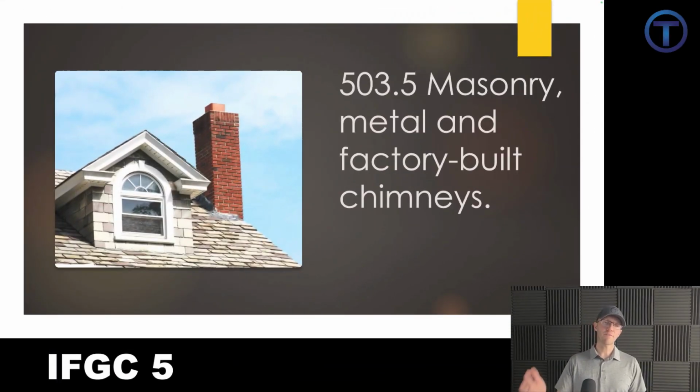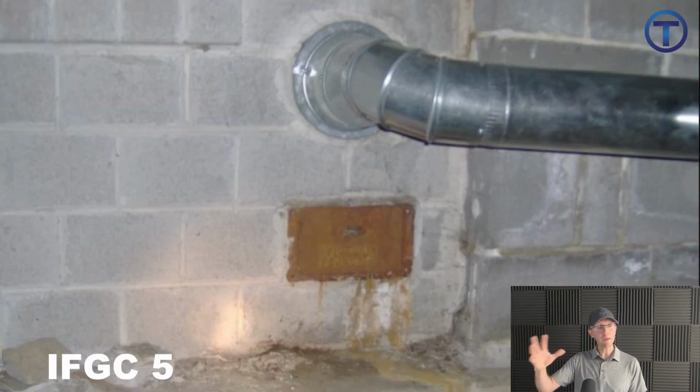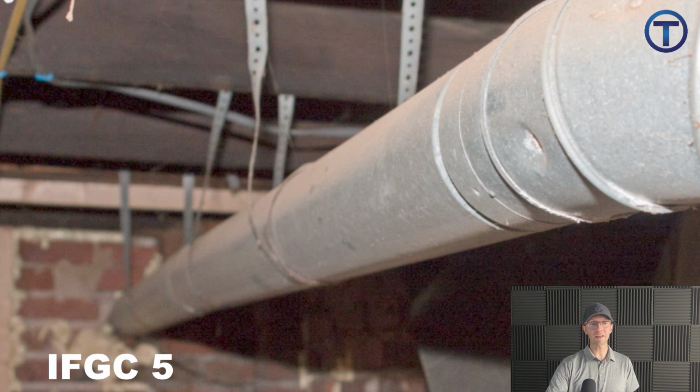503.5 gives us information about masonry, metal, and factory-built chimneys. There's a lot of different options for that. And again, for years, the chimney was the go-to. They would build a brick chimney and they would run their vent connectors into that chimney as a vent. So that's still an option. Not something that we install as plumbers very often. So I'm not going to go into the details of what should go into a chimney. But here's a code requirement for those terminations for a chimney.